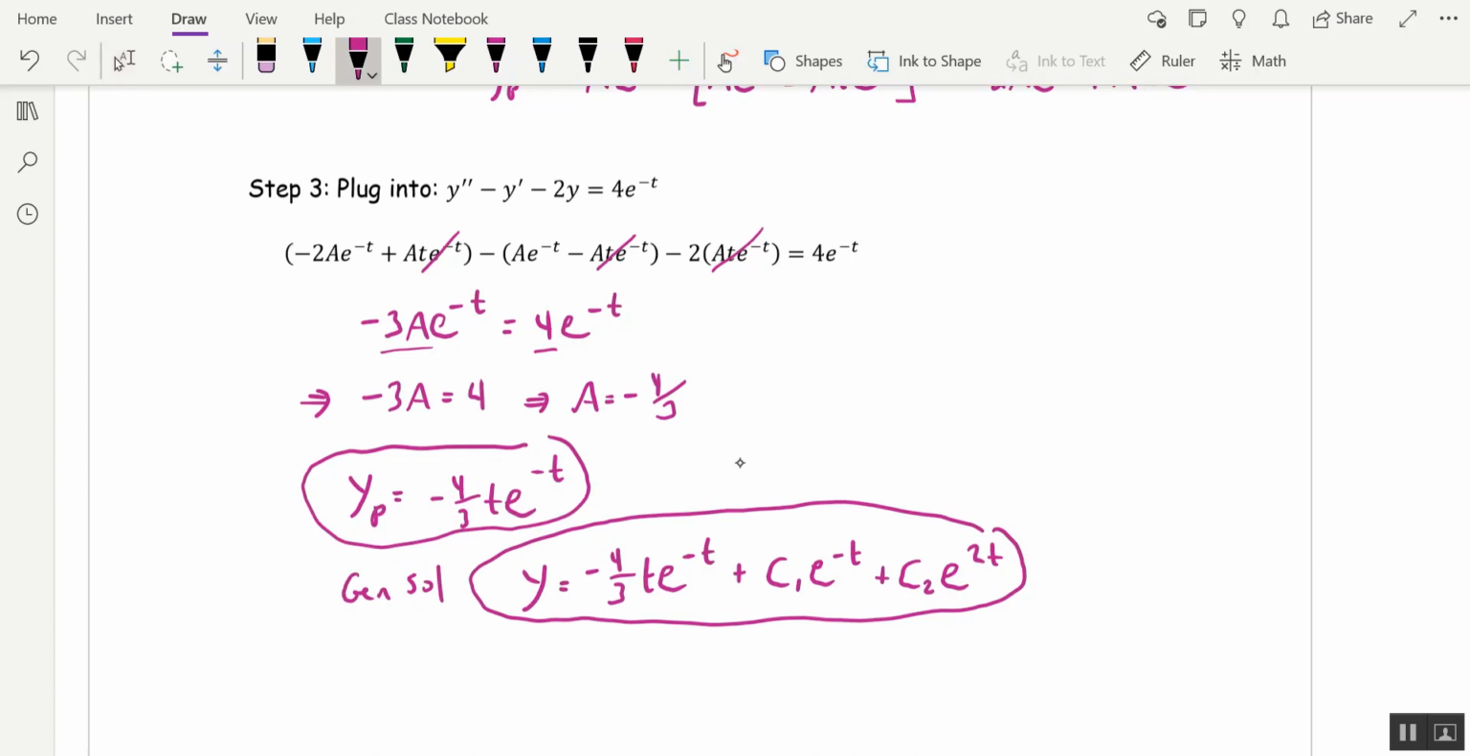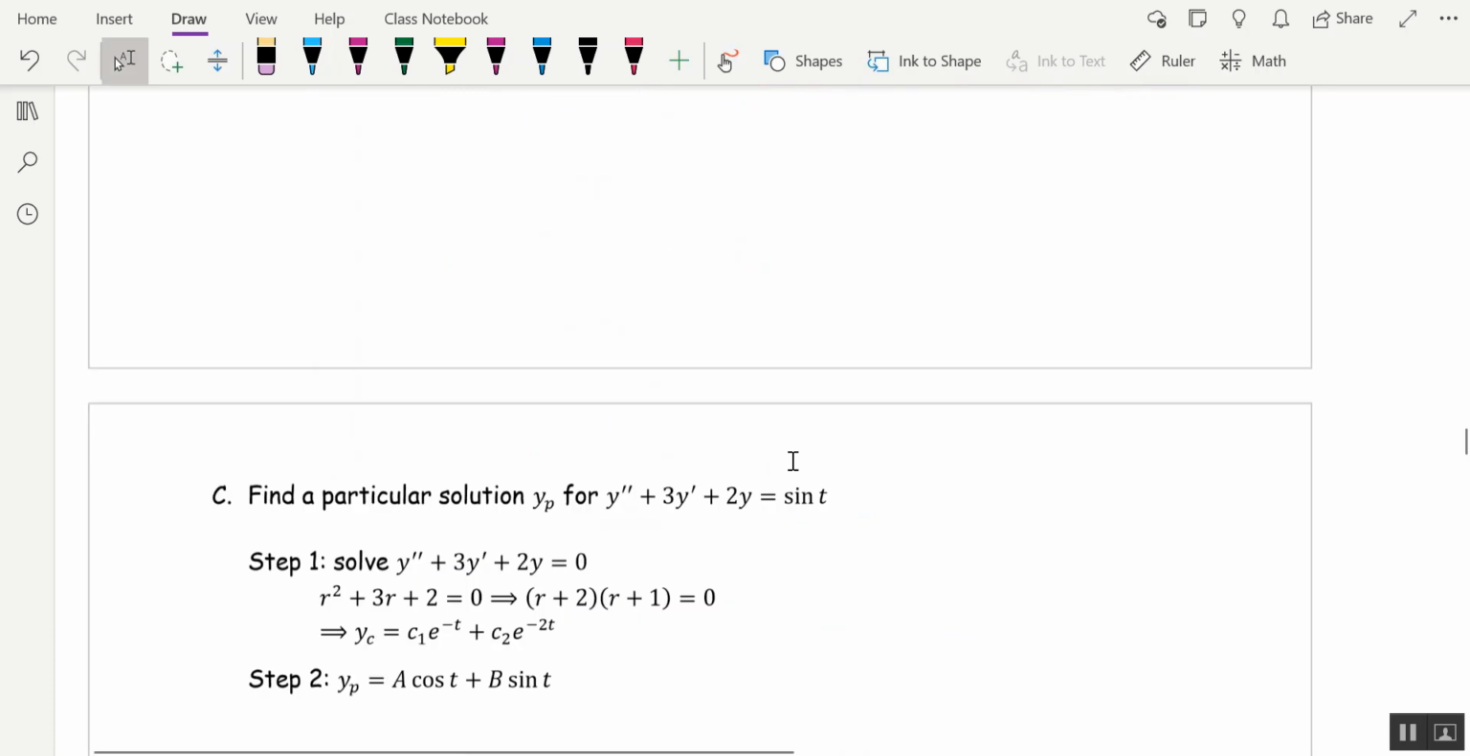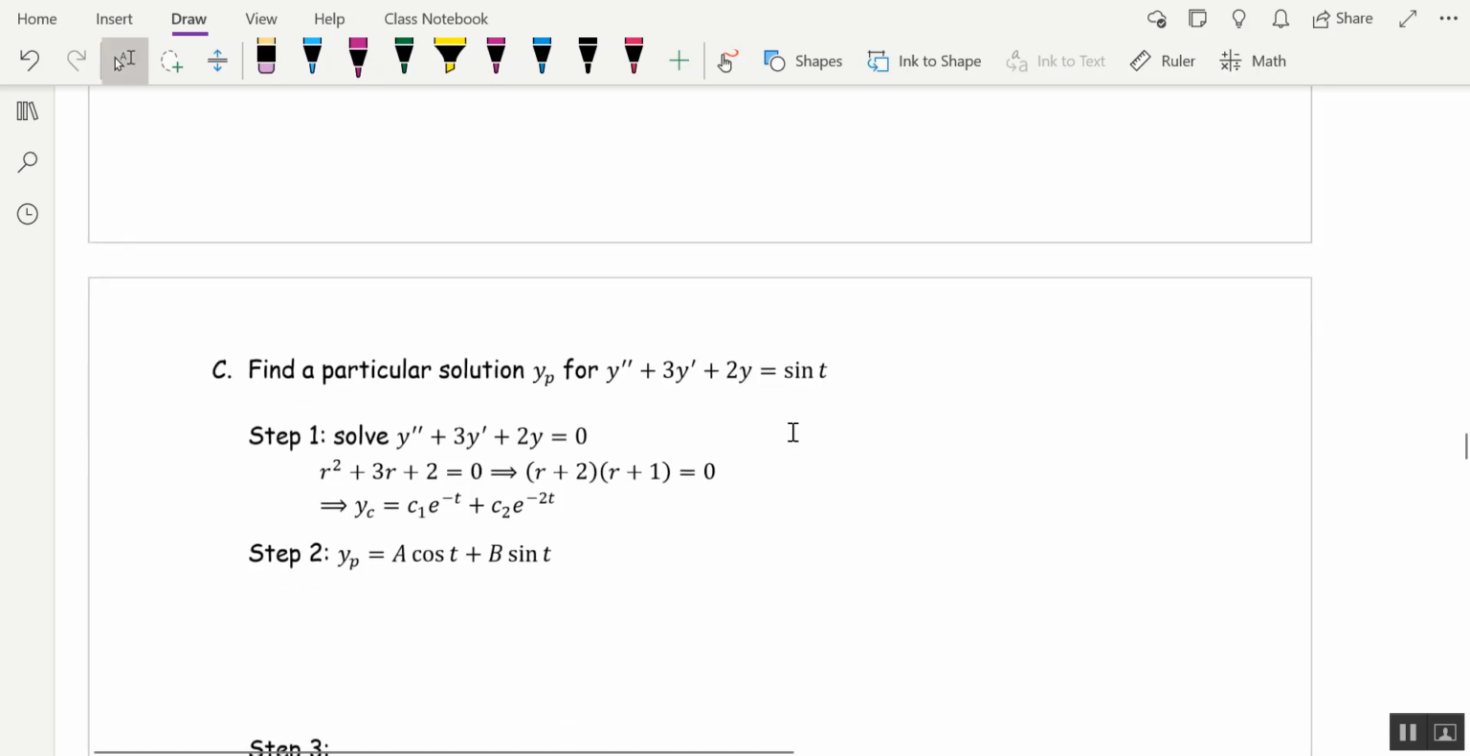In this section, they're going to ask you just for a particular solution. So the last one, sine and cosine. In this case, I gave us a different homogeneous part. So we're going to solve the associated homogeneous equation, which I already did for us.